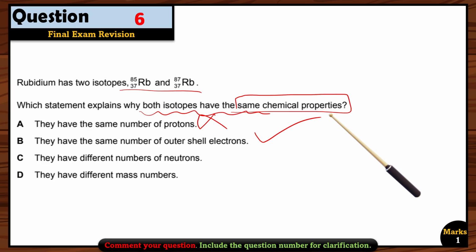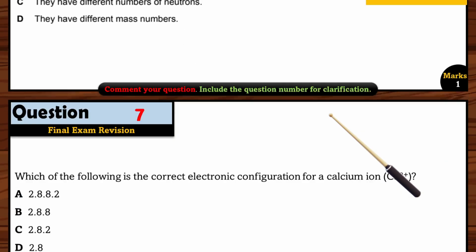So if they ask in a question why they have the same chemical properties, for any compound or element, the reason is they have the same electronic configuration or the same outer shell electrons. That should be your choice. Don't choose the proton number, because proton number is not deciding the chemical properties. I hope this point is clear to you. So B is the right option.